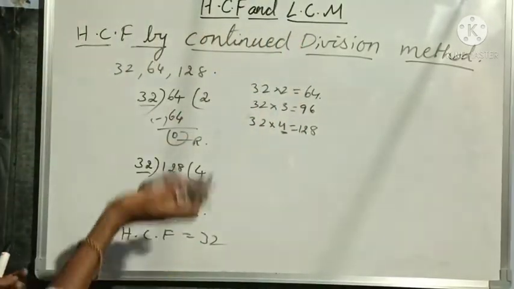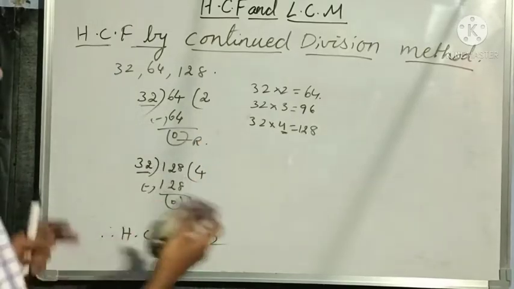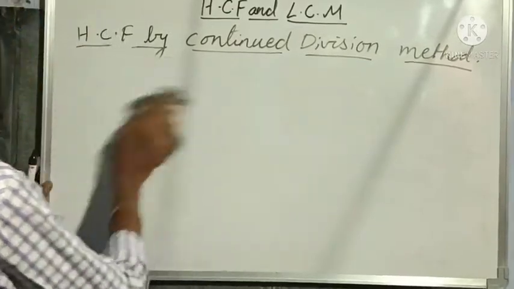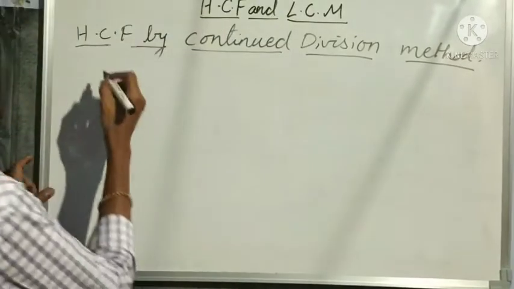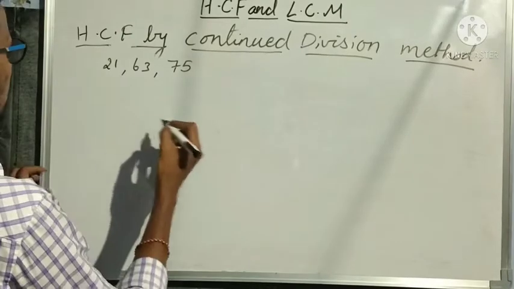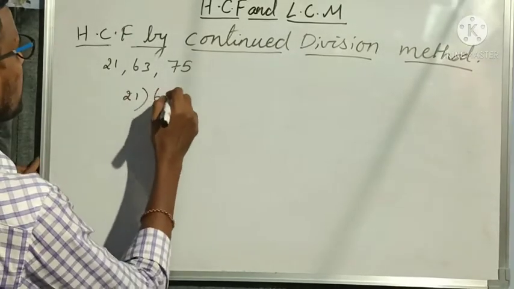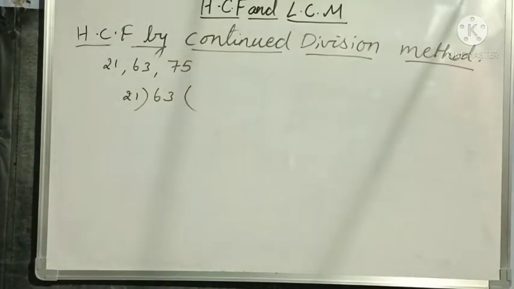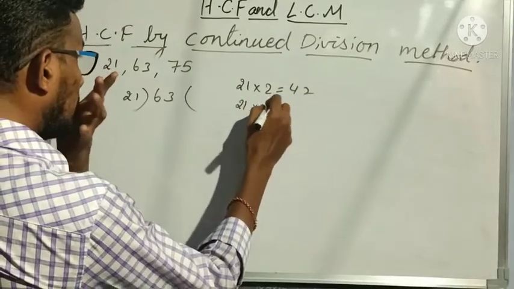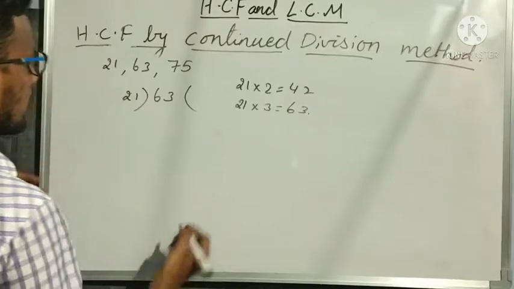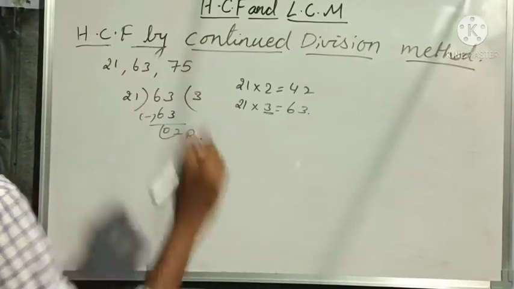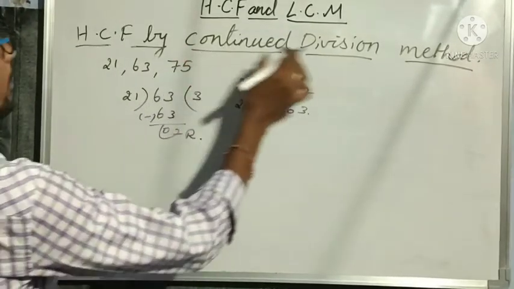Okay, for this we got directly, but let us see the one more example which we have taken, 21, 63 and 75. Then you can understand clearly how to do HCF. So now my second example, 21, 63 and 75. First 21 with 63 we will do. 21 into 2 is 42. 21 into 3, 3 1 3, 3 2 6. So 63, how many times? 3 times. So 21 3 is 63. So remainder is 0.